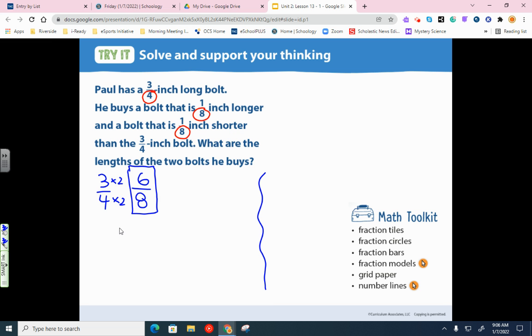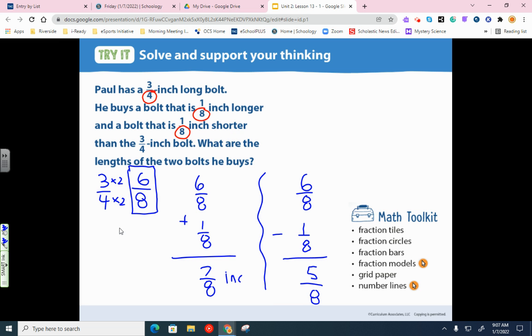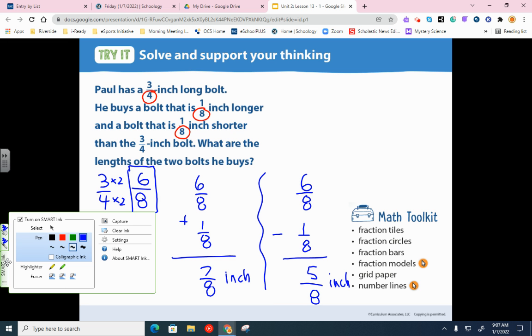So let's split the workspace here. If we want to find a bolt that is 1/8 larger, we set it up like this. If we want to find a bolt that is 1/8 smaller, we set it up like this. And again, keep your denominators and then subtract your numerators. So one bolt is going to be 7/8 inch and the other one is going to be 5/8 inch. So that's kind of a real life problem too. If you're building things or anything like that requires assembly, you're going to be using fractions to do that. So this is one of those tips that you might actually use as an adult.